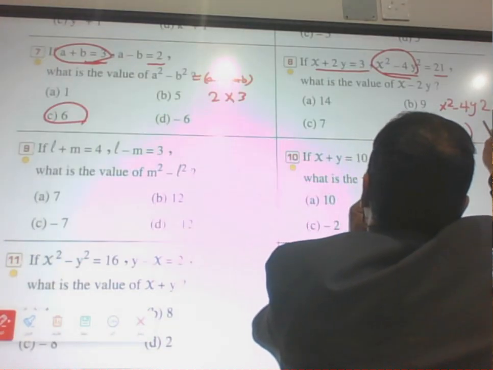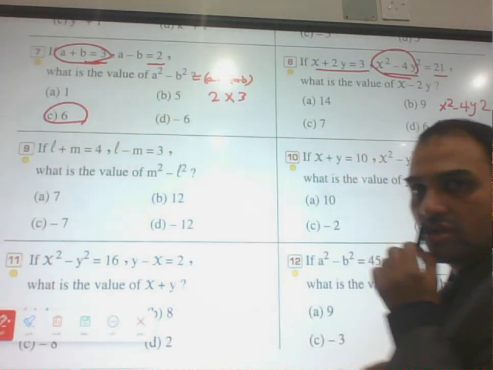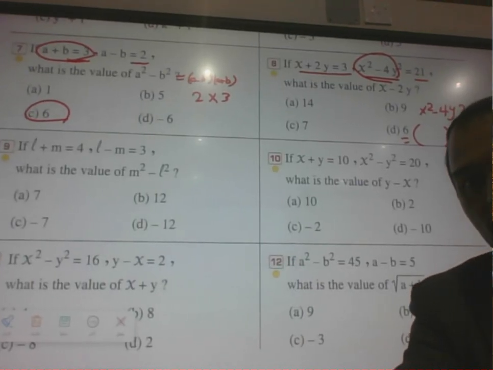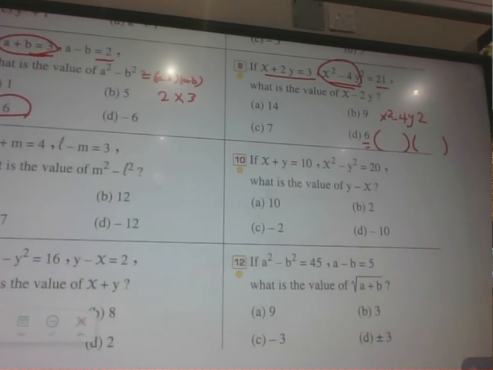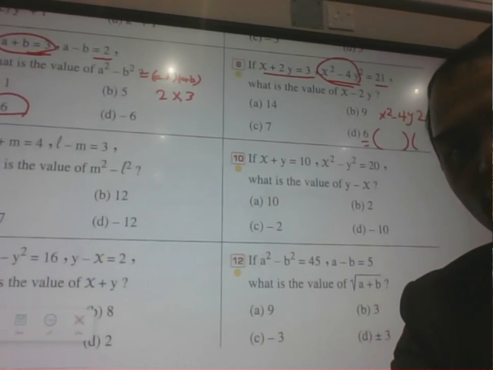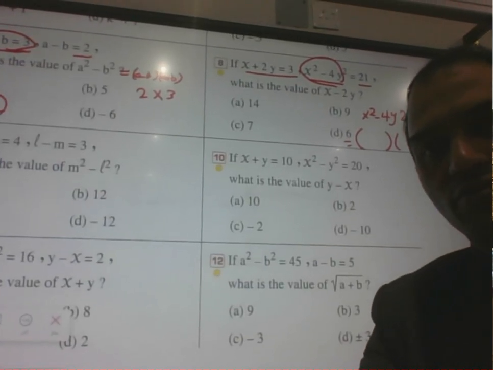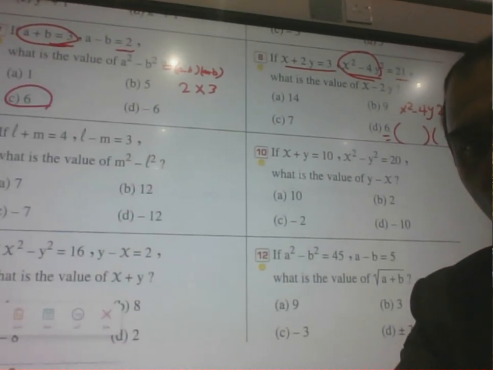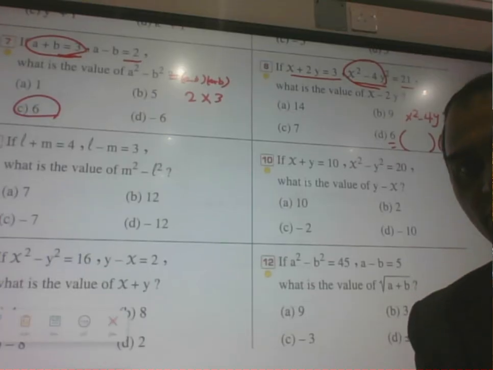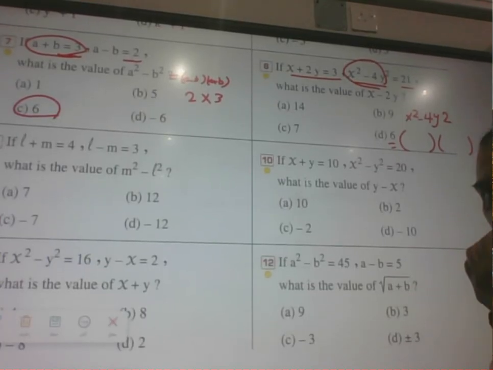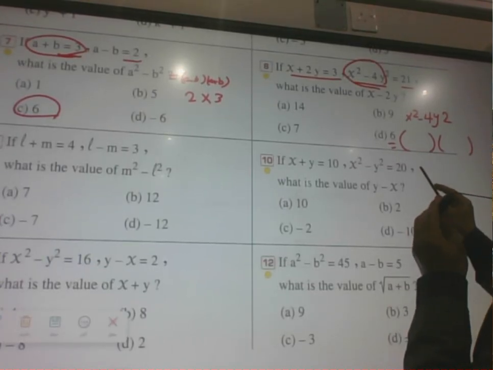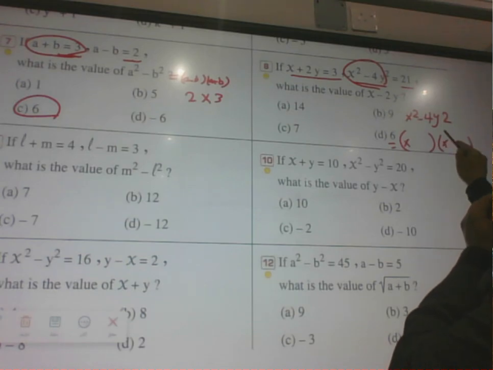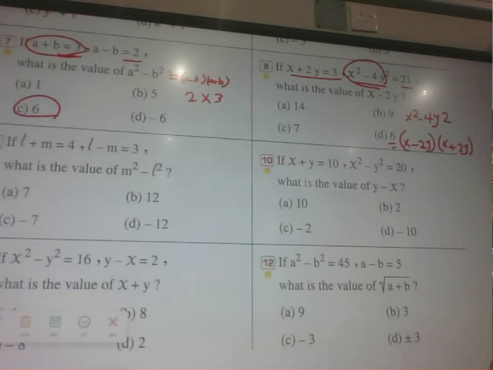I will write two brackets here. Okay, my students, I open two brackets and then I will complete to find the answer. x power 2 minus 4y power 2. We can factorize this expression here. x power 2 equals x times x, and here negative and positive. 4y power 2 will be 2y and 2y, first negative and second positive.